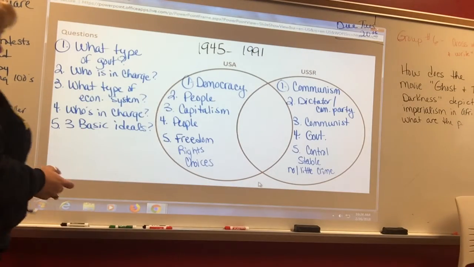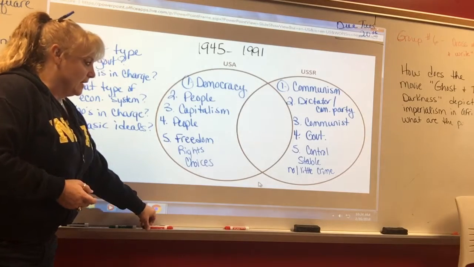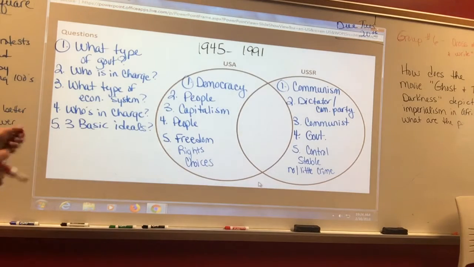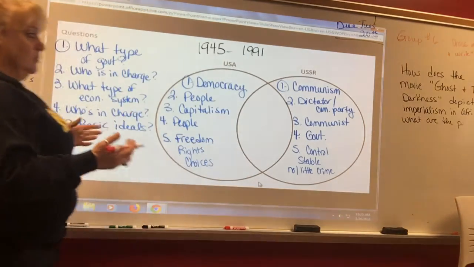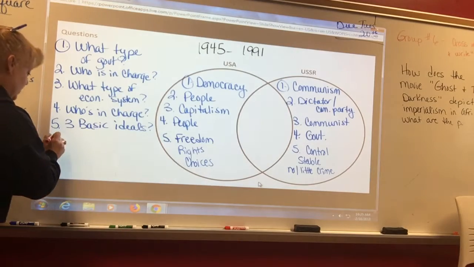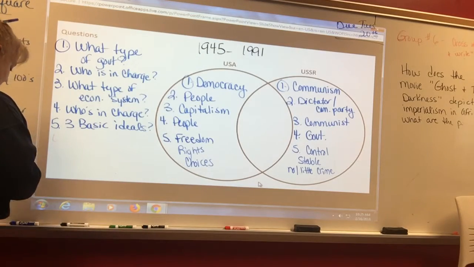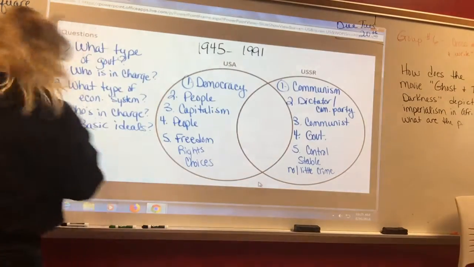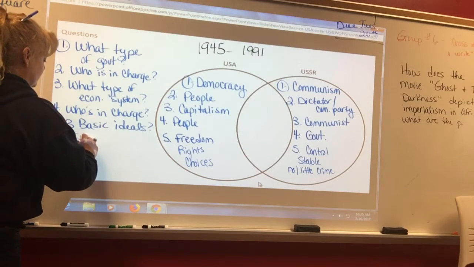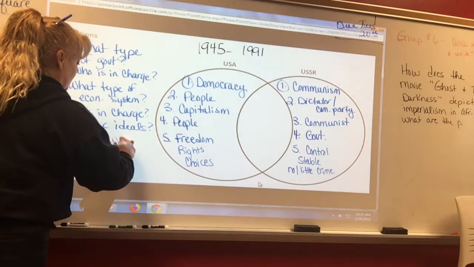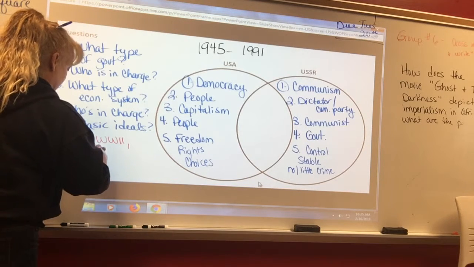So in looking at these two sections of our Venn diagram, we see that the countries are actually very, very different from each other. So these differences in themselves aren't going to create conflict. But there are 3 things that these countries have in common that will cause conflict. So question number 6 is, after World War II, what is our world standing?